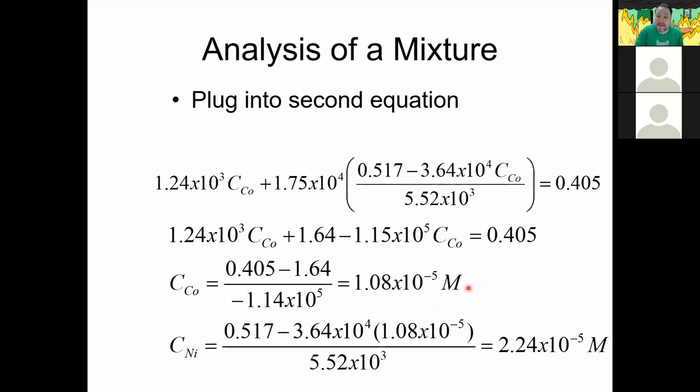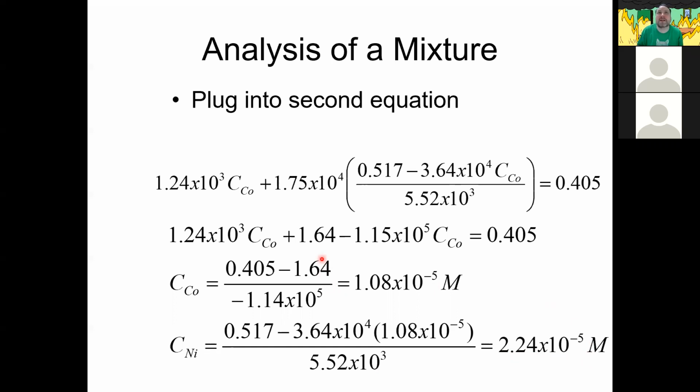Once we've got this, we're just going to go back to that rearranged equation where we solve for the concentration of nickel, and now we're going to take our concentration of cobalt and plug that in right here. So we'll end up with 5.17 minus 3.64 times 10 to the fourth times our concentration of cobalt, which we just found, divided by 5.5 times 10 to the third, which is equal to 2.24 times 10 to the minus 5 molar. And we're basically done, right?